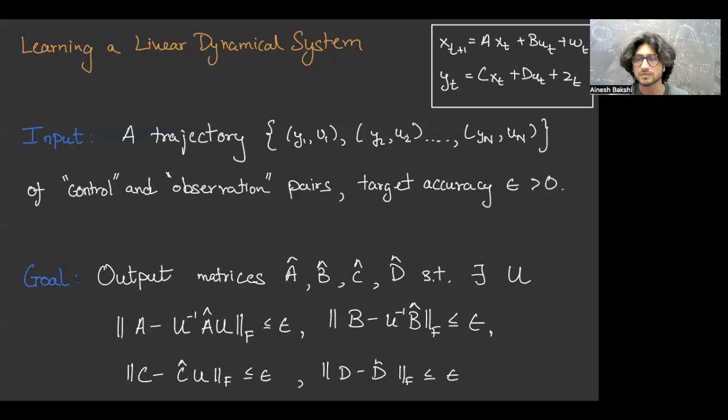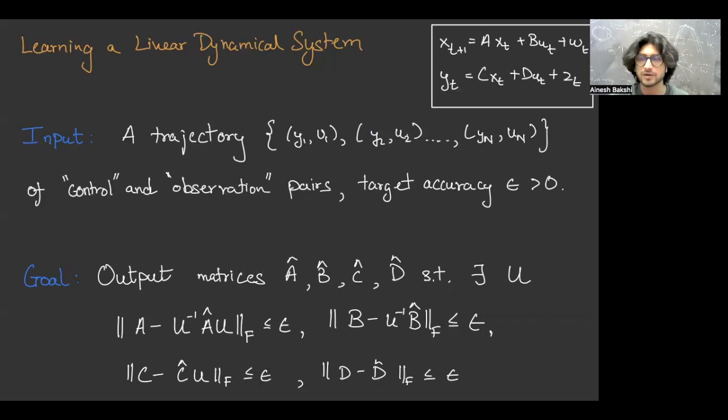As stated, the problem is a bit ill-posed due to the symmetries present in the definition of the linear dynamical system. Even information theoretically, we cannot hope to recover the matrices A, B, and C exactly from just the observations y sub t and the control input u sub t. But we can only recover them up to an invertible transform U. This is because the observations do not change if we apply an invertible transform to A and then the inverse of this transform to B and C, and so on.